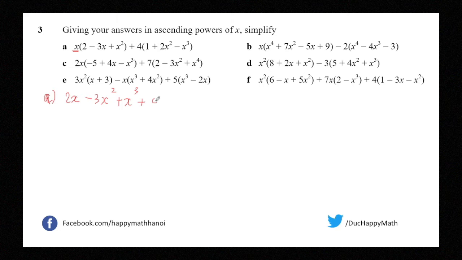4 times 1 is 4. 4 times 2x squared is 8x squared, 4 minus 3. 4 times minus x cubed means minus 4x cubed. Okay, rearrange all of them. First one is x cubed minus 3x cubed. How about x squared? Minus 3 plus 8 means 5x squared. Only x, 2x, and 4 in this case.